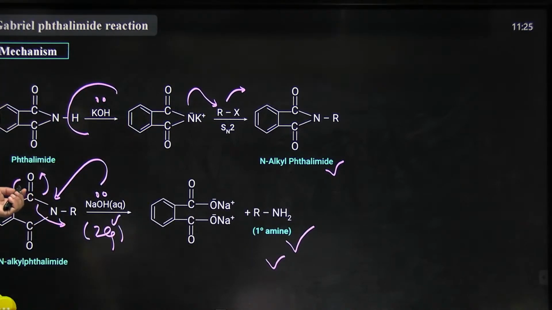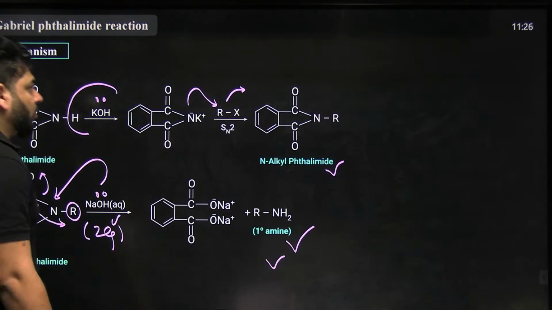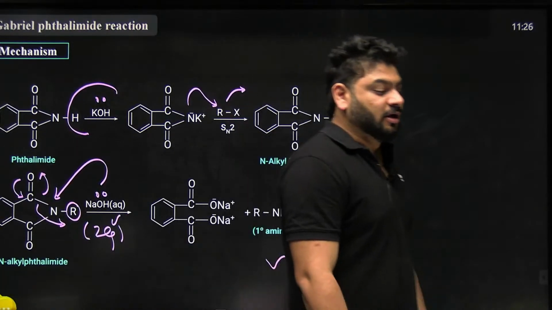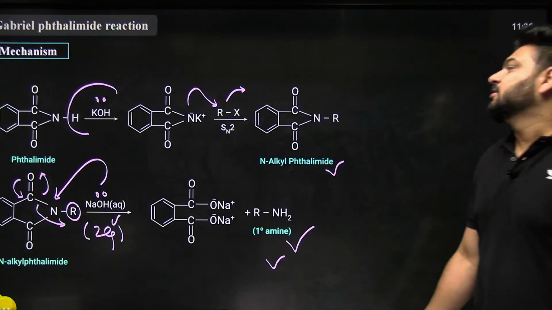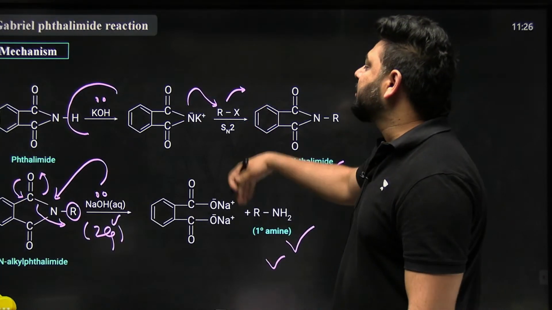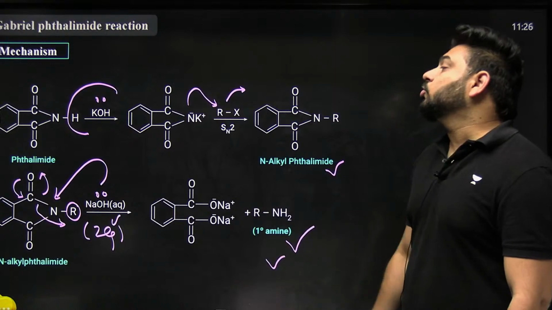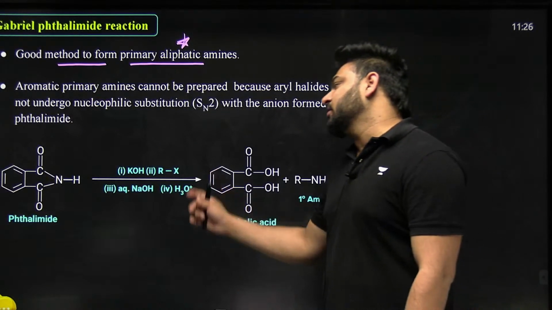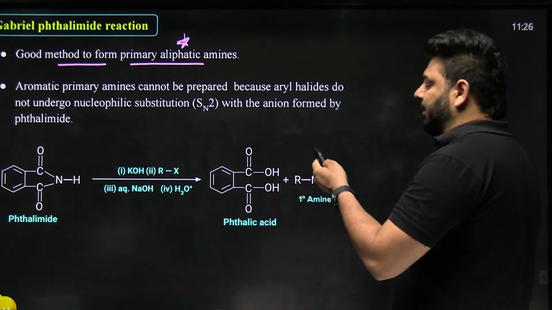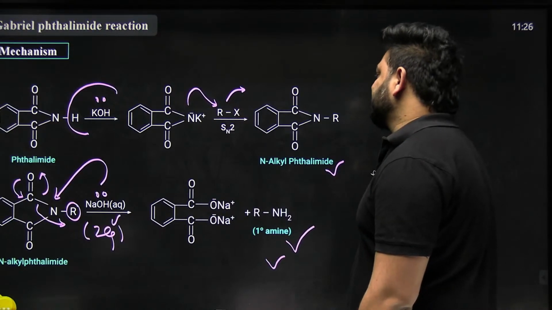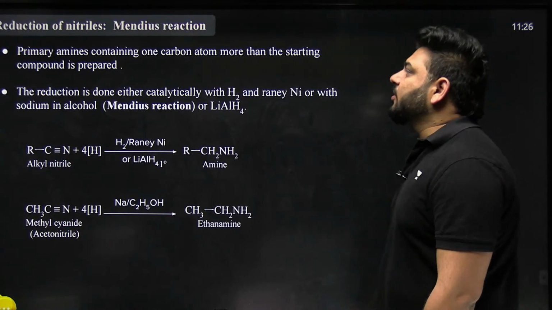Again, the very important part of this reaction is that it only provides you 1 degree amine, not 2 degree, because just one alkyl group attacks over here, and once we are getting one alkyl group only on one nitrogen, it will give you 1 degree amine. This is your Gabriel phthalimide synthesis reaction. Okay, so very easy reaction, guys. You must remember the reagents first of all, which are KOH, a base, and RX. Base and RX. Okay. Then we have the Mendius reaction.